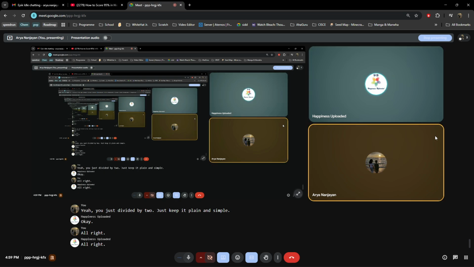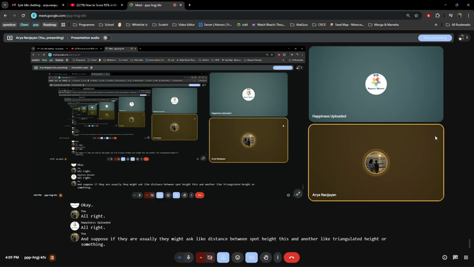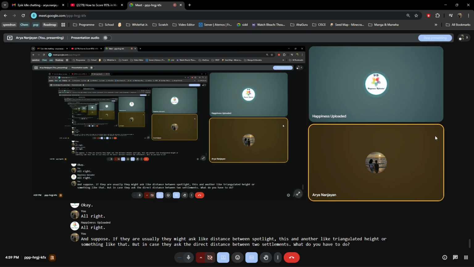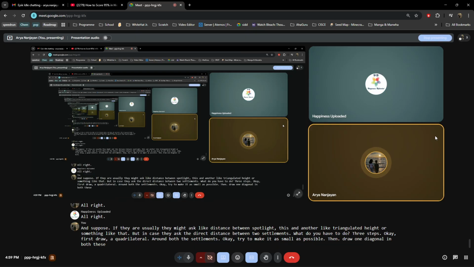Usually they might ask for the distance between a spot height and another, like a triangulated height or something like that. But in case they ask the direct distance between two settlements, what do you have to do? Three steps. First, draw a quadrilateral around both the settlements. Try to make it as small as possible.